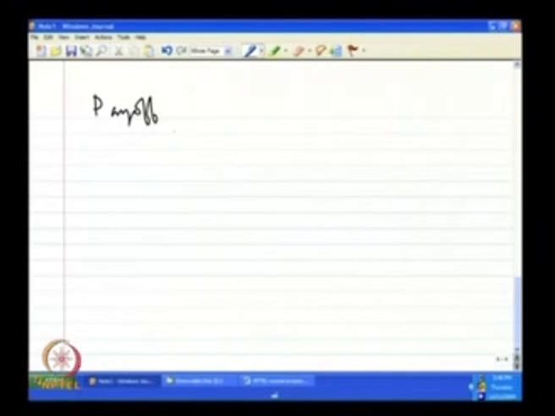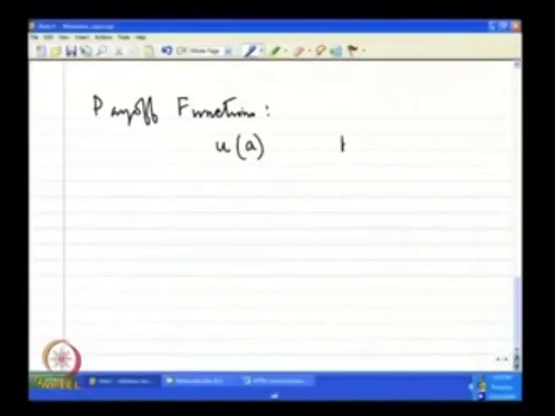His preferences can also be summarized through a payoff function. Now, what is a payoff function? Suppose for an individual, U is the payoff function. U is defined over the actions. Suppose A is an action which is available to him, then if I apply U on A, I get a number. And suppose there is any other action B, then similarly I can take B to be the argument and find out what is the value of U in this case.